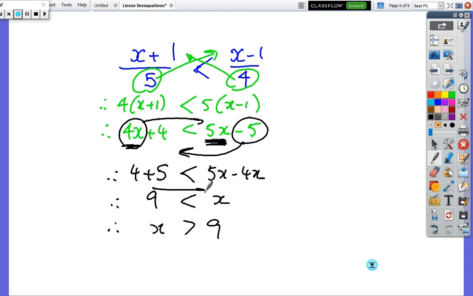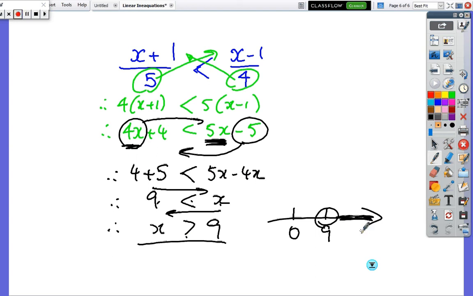So rather than reading it left to right, if you read it right to left, x is bigger than 9, and that's the answer. And so drawing it, there's 0, there's 9, circle, and we are going greater than again. So we didn't have many less than, but that's the answer.